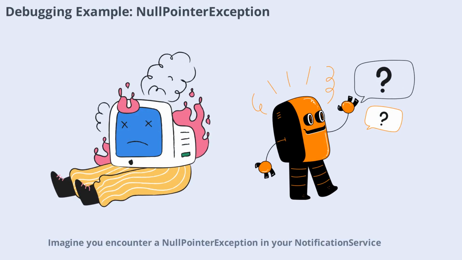Imagine you encounter a NullPointerException in your notification service. Instead of immediately adding a null check, Claude helps you trace the issue. Is the user service injected correctly? Is getCurrentUser returning null? Is the user's email missing in the database?